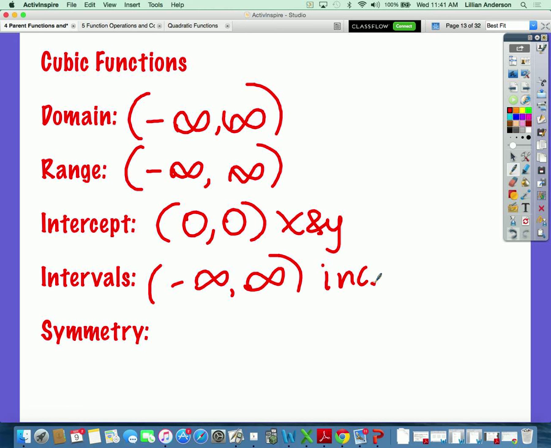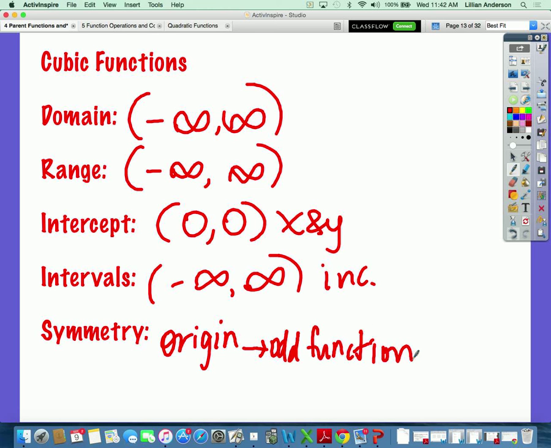And I do have some symmetry here. You should be able to recognize this. It's origin symmetry, because what type of function is it? It's odd. What other parent function have we gone over that also has origin symmetry, making it an odd function? The reciprocal. The reciprocal function is also symmetric about the origin.